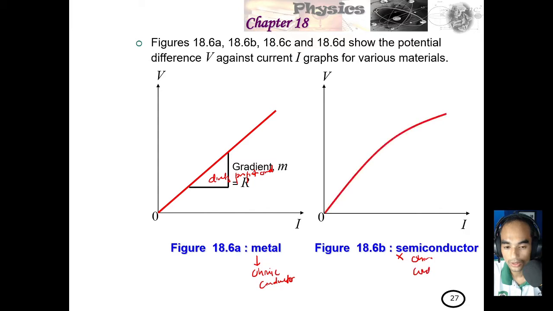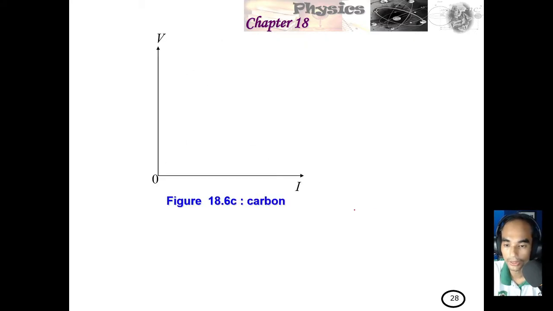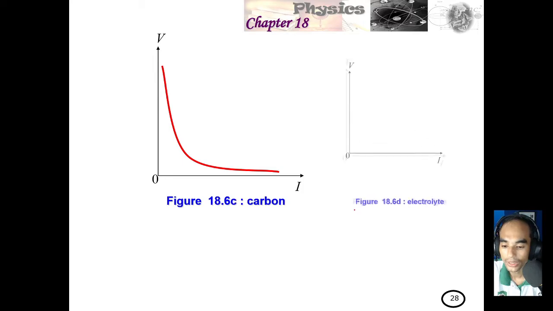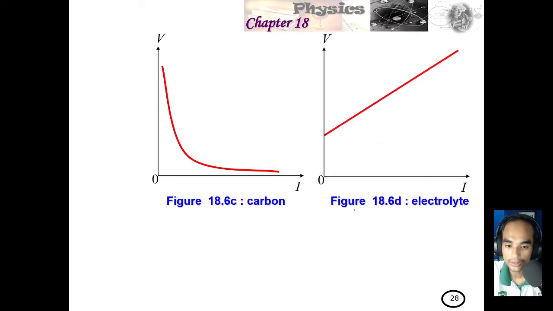For a semiconductor, it is not an ohmic conductor. You can see that the law that V is proportional to I cannot be used in this situation. So a semiconductor is a non-ohmic conductor. Carbon also is not an ohmic conductor; you can see that the graph is an inverse of V over I. And an electrolyte also is not an ohmic conductor.